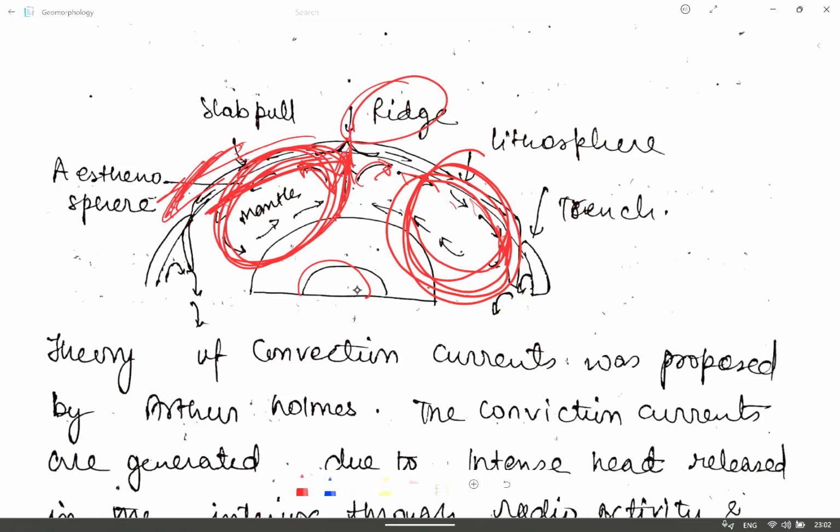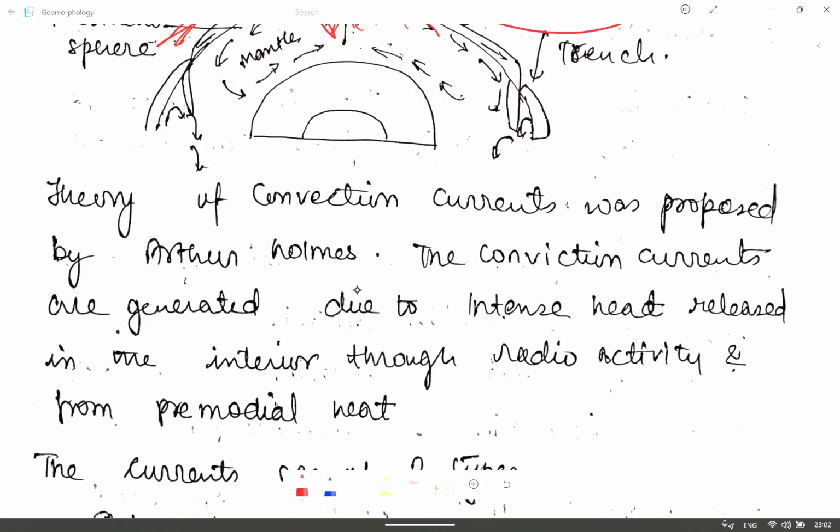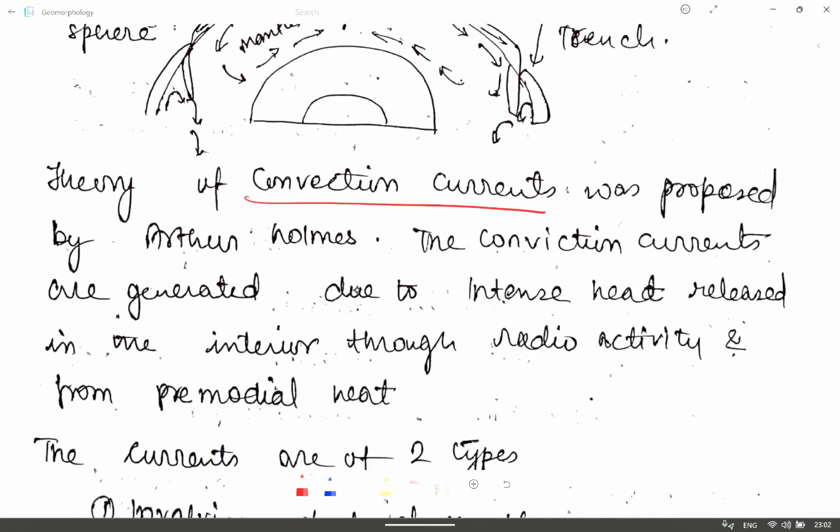This is a ridge which is being formed. ये lithosphere है. This is a trench. देखते कैसे trench का formation हो रहा है. The theory of convection currents was proposed by Arthur Holmes.